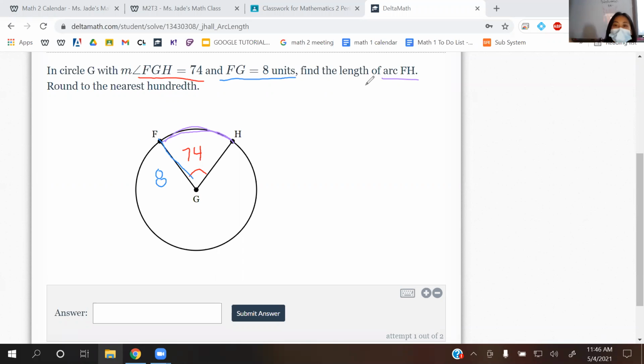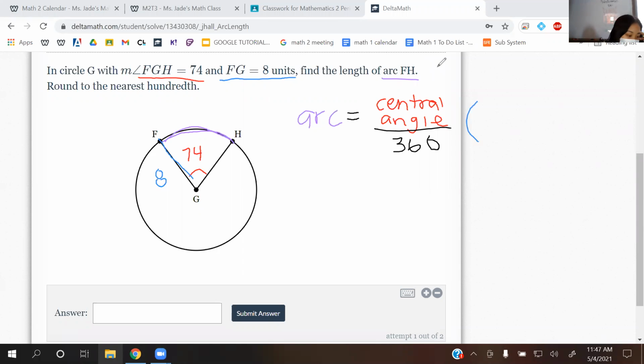Okay, so in case you guys forgot this formula, the formula is arc is equal to central angle over 360, because that's the portion of the entire circle. The entire circle is 360. And then you're going to multiply this by the circumference, which is 2 pi times r.